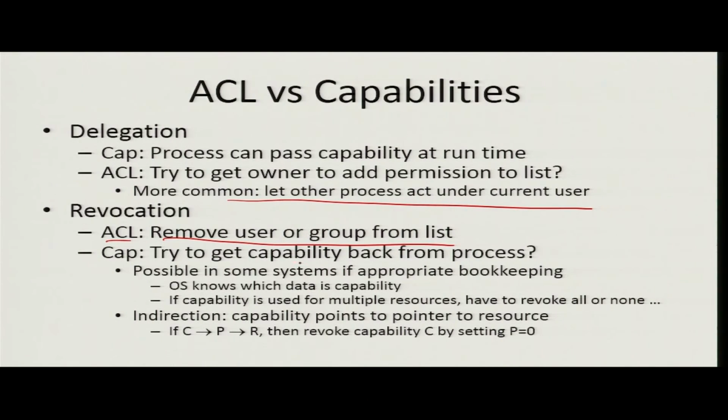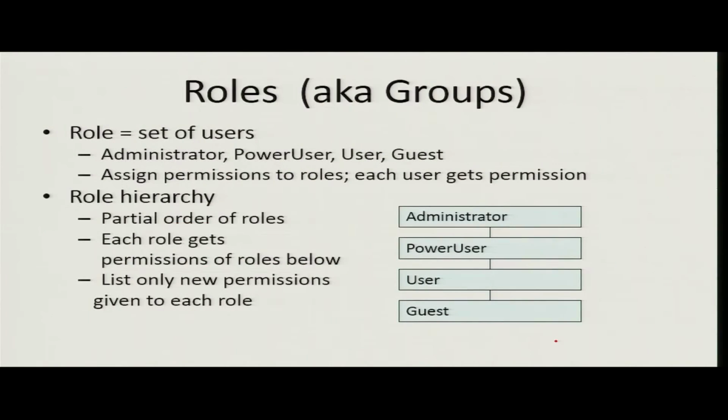Whereas with capability, getting a capability back from a process is much more of a problem unless you are doing very meticulous bookkeeping of which process has what capabilities at any point in time, and there has to be some way to revoke the capabilities from the process. Usually a capability is also used for multiple resources, so you have to revoke all or none. And the capability is a pointer to a resource, so revoke basically means that you have to set that pointer to 0, but that is implementation detail, it is not that important.